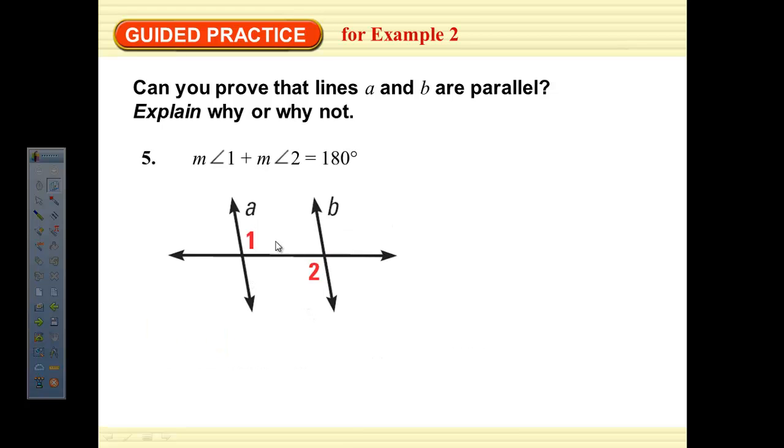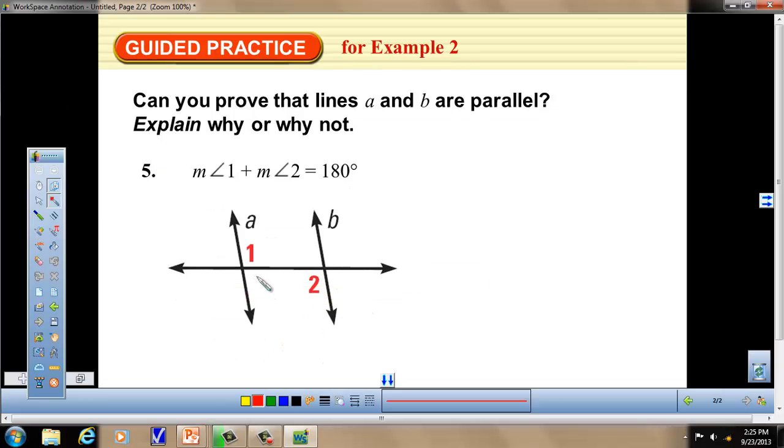And for this one, it says that angles 1 and 2 are equal to 180. That's not what we want to know, and that doesn't really help us in terms of showing whether the lines are parallel or not.